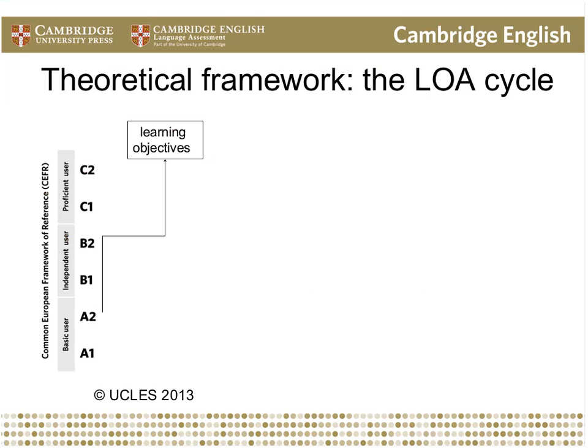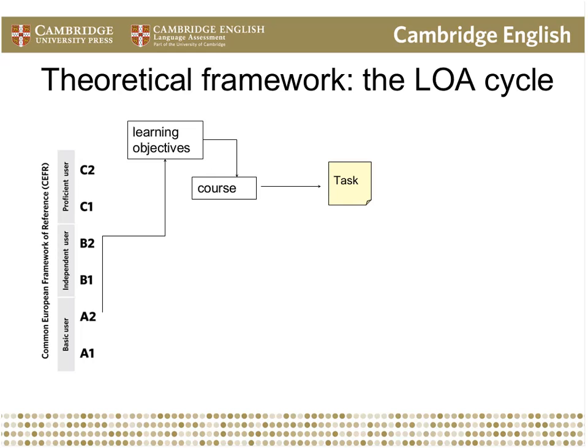Our LOA cycle starts with the specification of learning objectives that might typically be mapped against the Common European Framework. Let's say, for example, you're teaching a class who's working towards A2 level. So you'll use the A2 level descriptors to draw up your learning objectives for your course or syllabus. The course or syllabus is then delivered into the classroom.